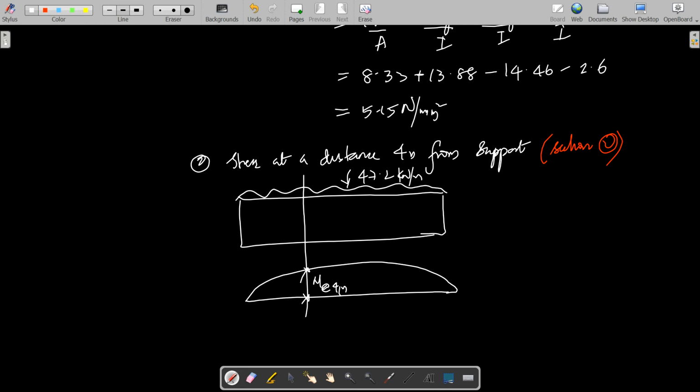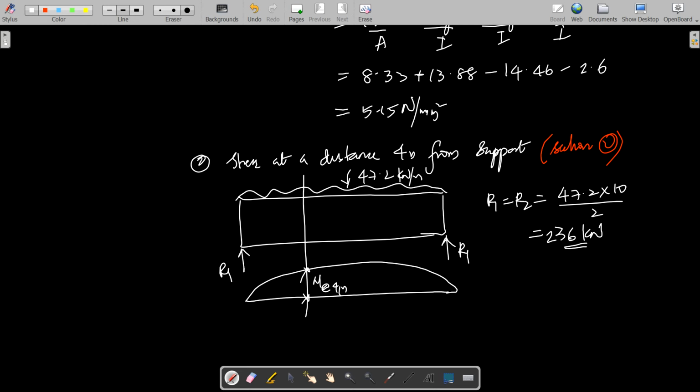So for that you need to find the reaction. So this is R1. Since this is symmetrical, this will also be R1. And the reaction will be the total load divided by 2, that is R1 is equal to R2. I could write it as 47.2 into 10 divided by 2, that is you will get 472 divided by 2, 236 kilonewton.